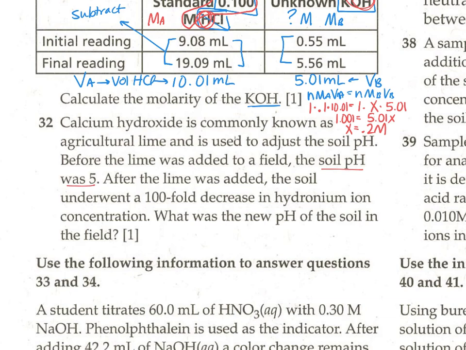After the lime was added, the soil underwent a 100-fold decrease in hydronium ion concentration. What's the new pH of the soil? All right, so if we're talking about a change of 100 times, that's 2 zeros, so our pH is going to change by 2 units. So we know our final pH has to be either 3 or 7. Okay, there are 2 things in this question that will tell you which direction you need to go.